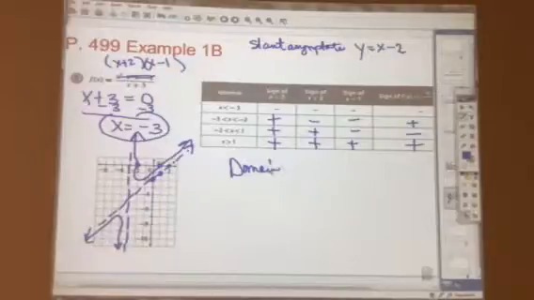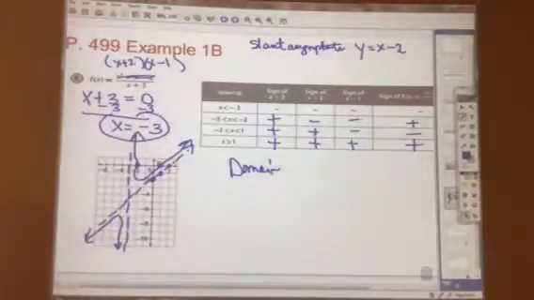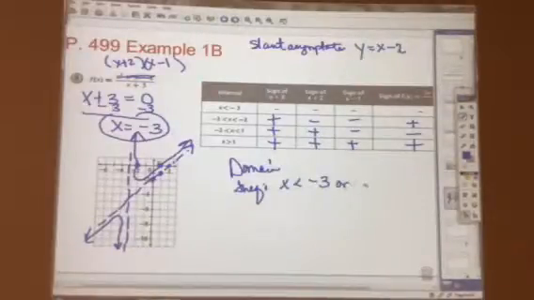What's my domain? How far left, how far right is my graph going to go? All the way except where? -3. It's not going to touch -3. As an inequality, what would I write? X is less than -3 or? X is greater than -3.